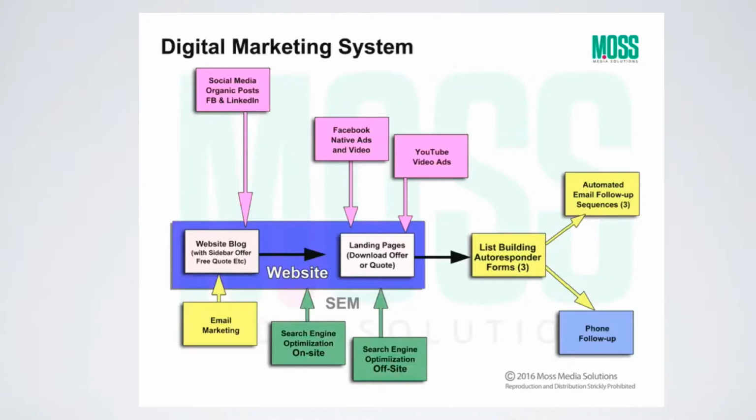Here's a snapshot of a digital marketing system. As you can see, the website is central to digital marketing these days. Any social media activity like Facebook or LinkedIn ads should be driving traffic to your website or your blog. Videos that you might use for educational purposes, again, on Facebook or YouTube, should be driving people to your website.